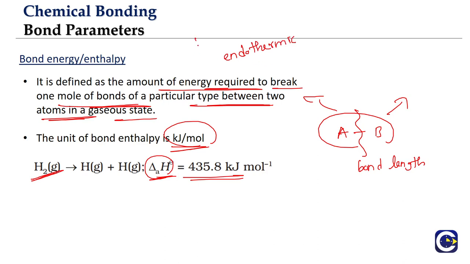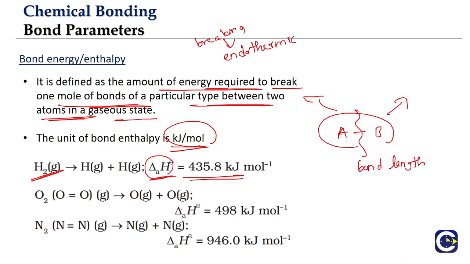Exothermic. Breaking of the bonds means what? It will be an endothermic phenomenon. Okay, now similarly we can look at the energy required to break 1 mole of oxygen bonds. Here what are we breaking? We are breaking a double bond. So what is the energy required for that? It is 498 kilojoule per mole.